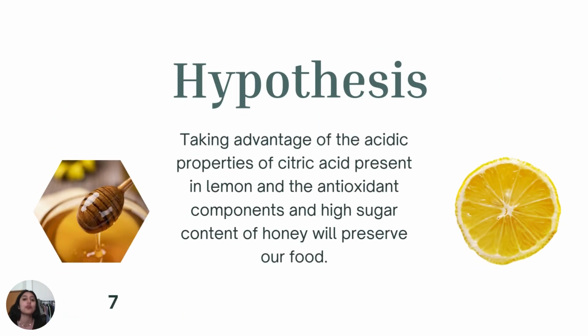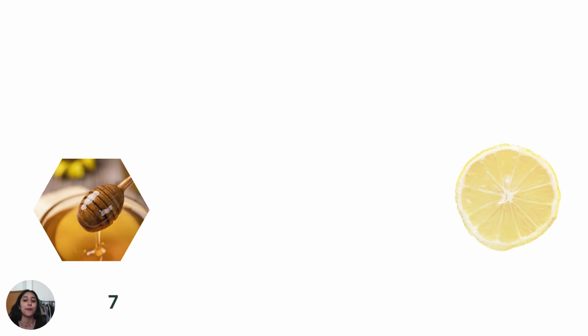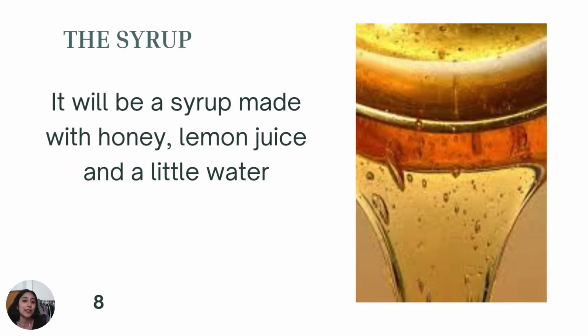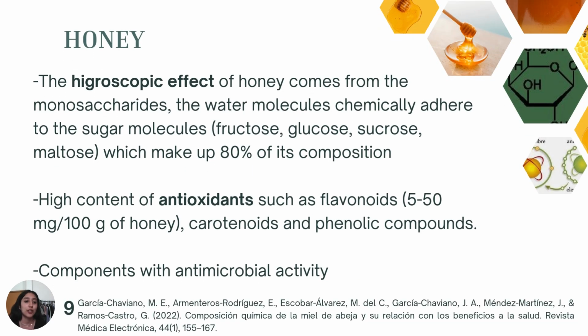With this, we can pass to our hypothesis, that is that taking advantage of the acidic properties of citric acid present in lemon and the antioxidant components and high sugar content of honey will preserve our food. We will do this through a syrup. This syrup is going to be made with honey, lemon juice, and a little water just to make a better consistency. We chose honey because of its high sugar content.